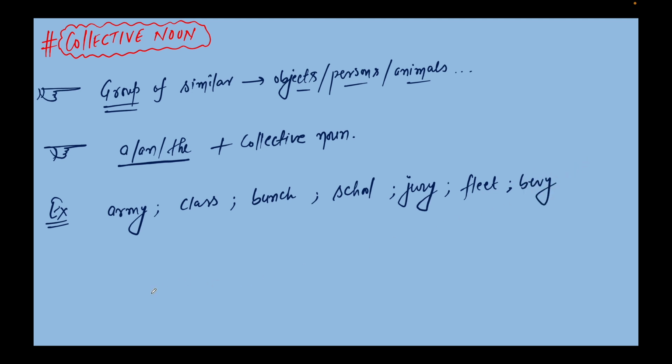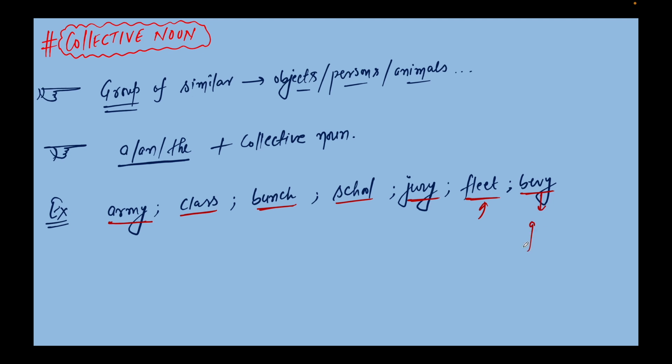Okay. Now, if I'm asking what is army? As you know, a group of soldiers is known as army, a group of students is known as class, a group of keys you can say bunch, a group of students or classes known as school, a group of judges known as jury. What is fleet here? A group of ships. If there are so many ships in a group, in that case that group of ships will be known as fleet. And baby is a group of girls.